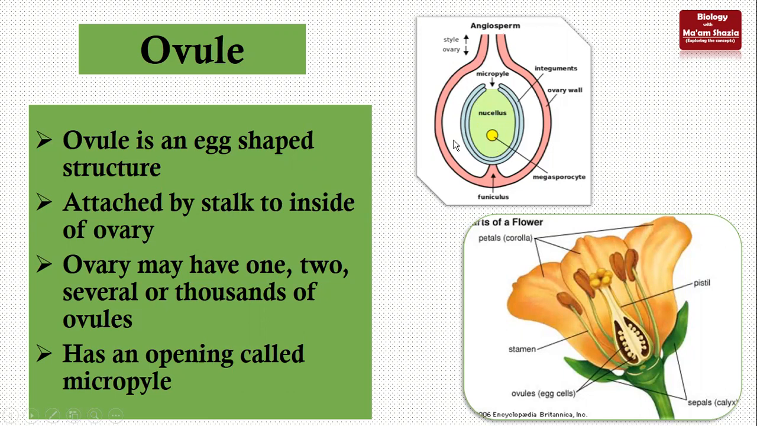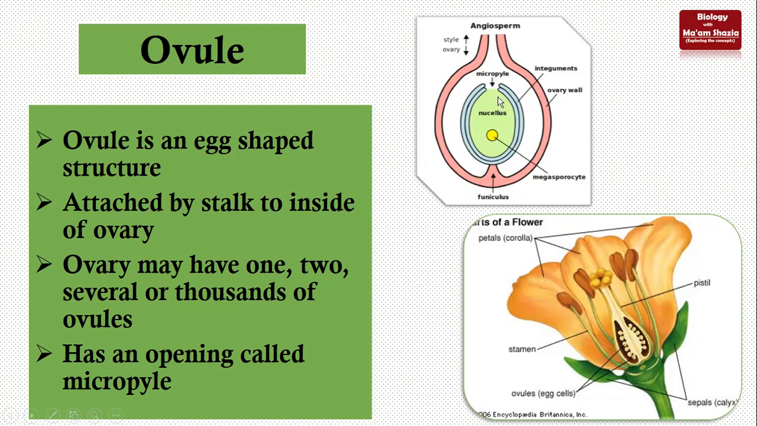You can see that the ovule is an egg-shaped structure attached to the inside of the ovary. This is the overall ovary, and this diagram shows you one ovule inside it. But this is a flower having many ovules inside it. So every ovule has this kind of structure.